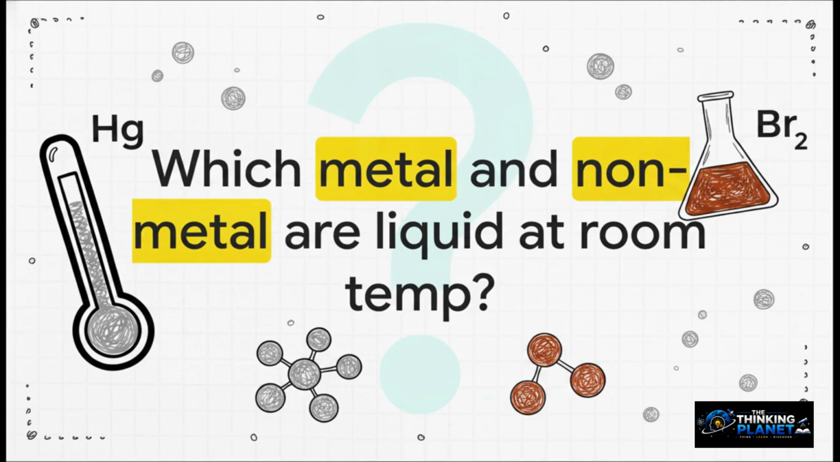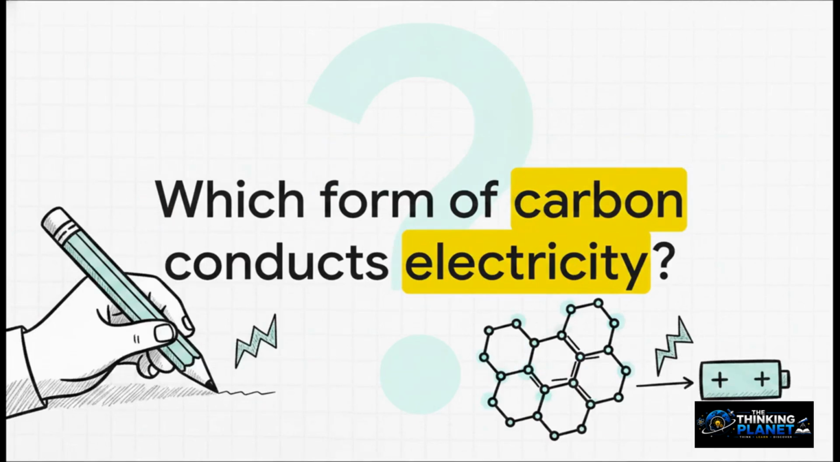Think back. The liquid metal? That's mercury, like in those old thermometers. And the liquid nonmetal? That would be bromine. Fantastic job if you remembered both of those. All right, let's try question 2.